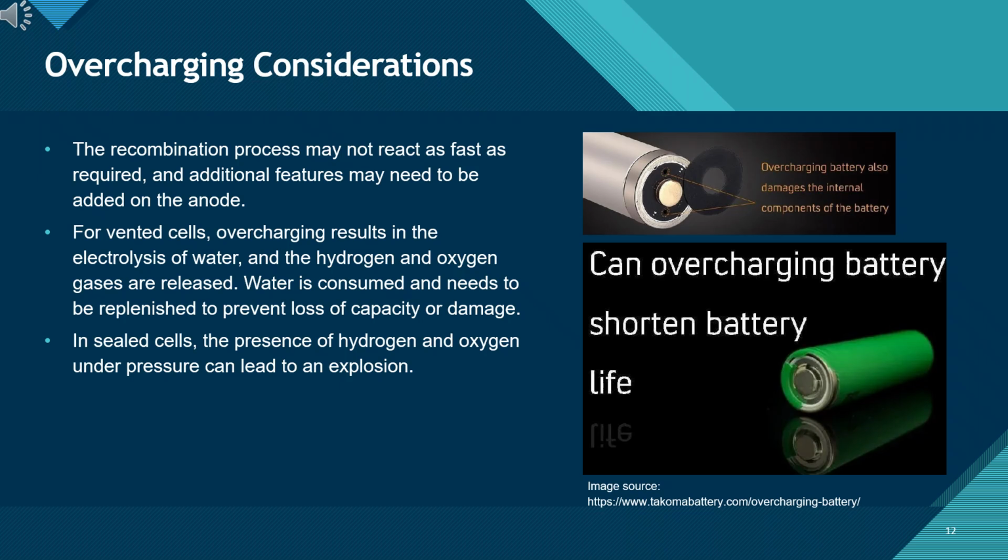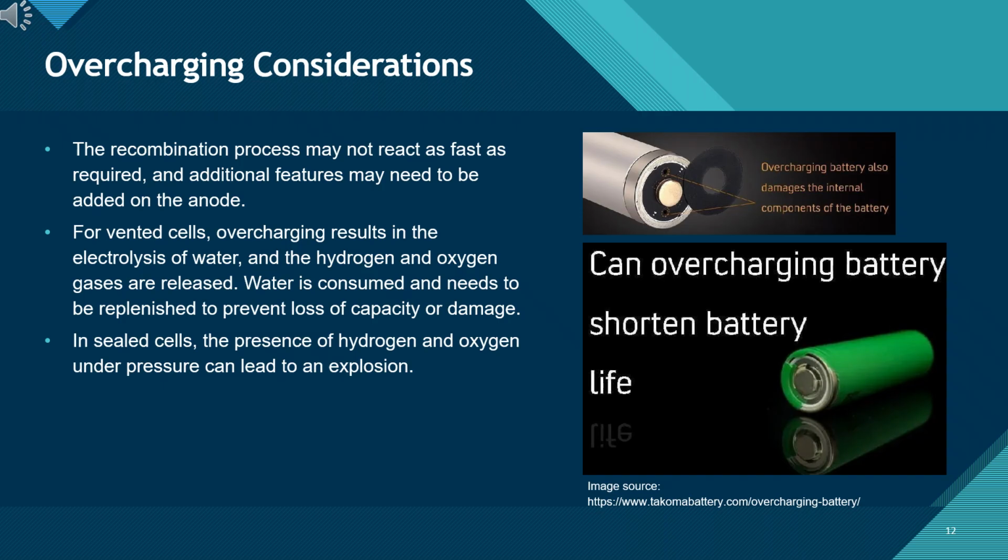Overcharging is one of the most critical issues in NiCd batteries because it leads to unwanted gas generation. Inside the cell, the recombination process sometimes cannot keep up with the charging current, which causes pressure and heat to rise. In vented cells, overcharging splits water into hydrogen and oxygen. These gases are released through vents, but the water is permanently lost.